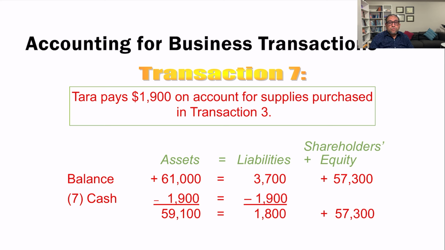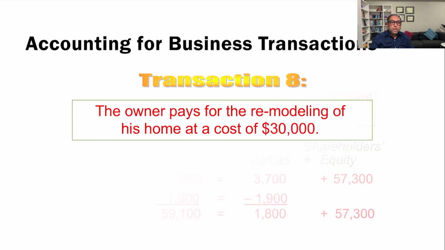The corporation declares a dividend and pays 2,100 in cash to the shareholders. Now a cash dividend is going to affect our shareholders' equity and cash. So you see here cash is reduced, and shareholders' equity is also going to be reduced by this transaction.